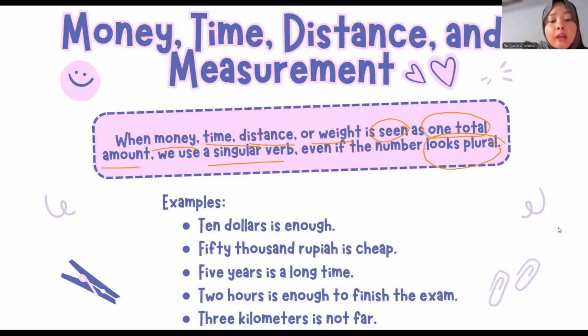We use a singular verb even if the number looks plural. The example: $10 is enough. $10 looks plural, but it is singular, so we use "is" in the sentence. 5 years, 50,000, 2 hours, and 3 kilometers are also singular, so we use "is" in all of the sentences. Even though the number looks plural, we treat it as one unit, so it is singular.